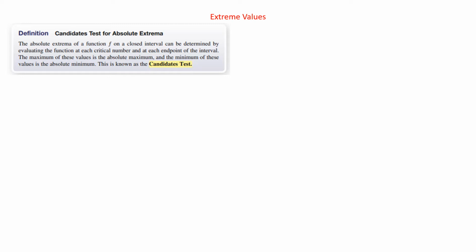Is the name of it super important? No, but if the assignment or test or quiz tells you to use the candidates test, you need to know what it's talking about. That's just this.